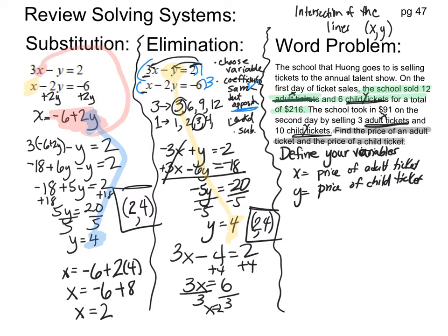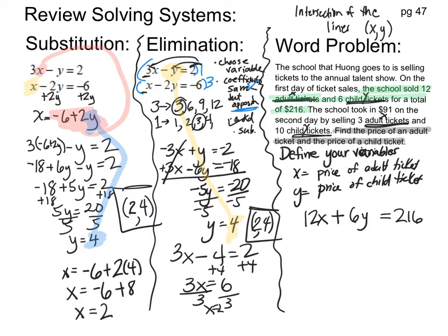That is my first equation. A total is add. The total is $216. What did they sell to get that total? They sold 12 adult tickets, 12X, and 6 children's tickets to get that total of $216. Let's look at the next sentence.